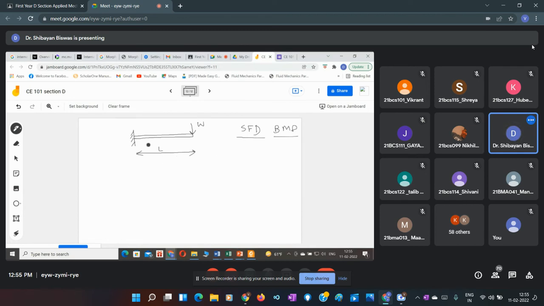So step 1, this is the question given to us. A load is there and the length is also given. Step 1, consider any section XX, say at a distance x from this free end. Now we have to find out the shear force at this section XX. So step 2, how to find out the shear force at this section? What will be the shear force at this section?